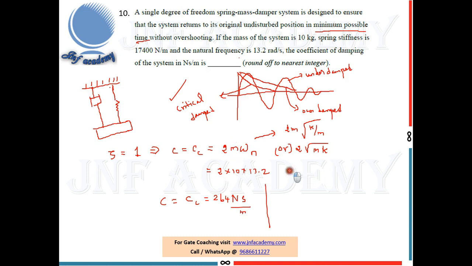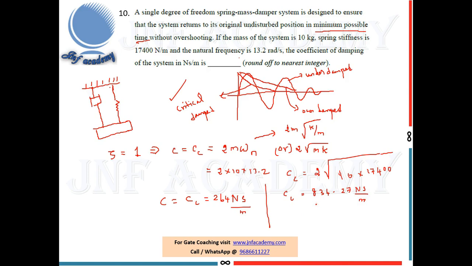If you use the other formula, here also you have to get the same value, but unfortunately we are not getting it. I'll tell you the reason. Already I checked it. 2 into root of, here the mass is 10 and the stiffness is 17400. 10 into 17400, here it is giving 834.27 Newton second per meter. We should not get different values. We have to get the same value.